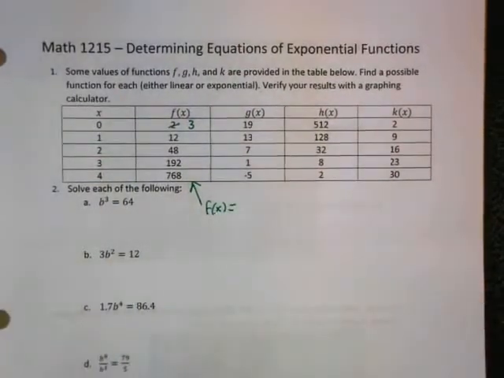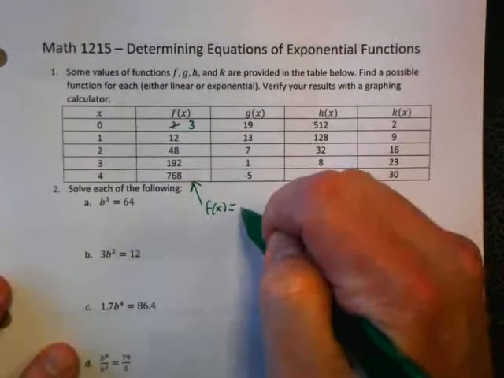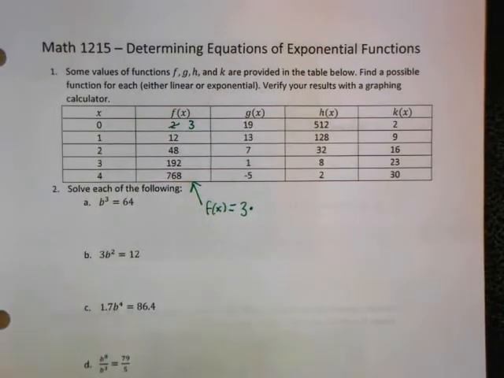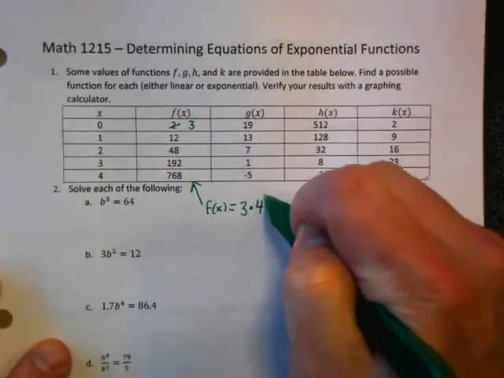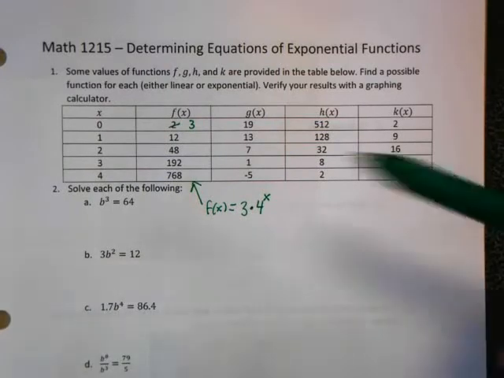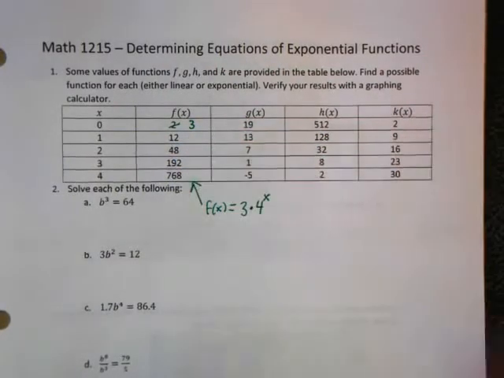So what's its equation? Well, what's the y-intercept? 3. So it's 3 times, what's the ratio? 4. So it would be 3 times 4 to the x. That would be an exponential function. You can tell it's exponential because you're multiplying by 4 each time.